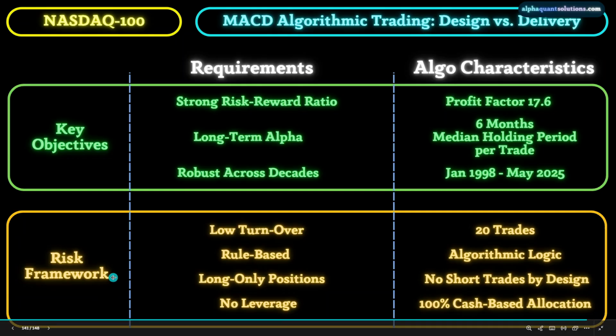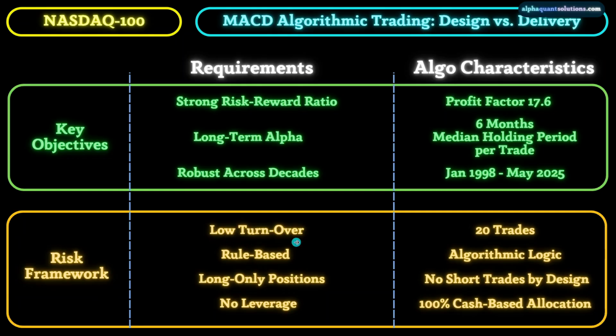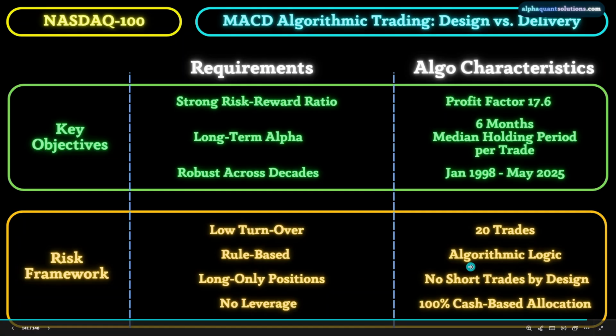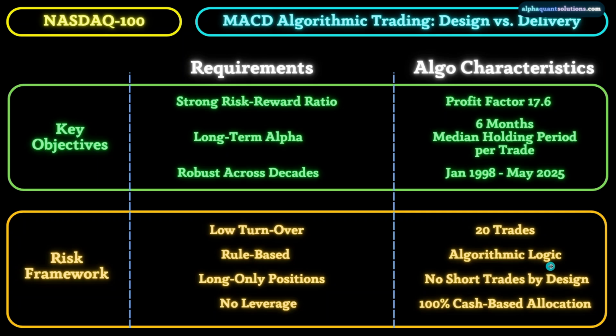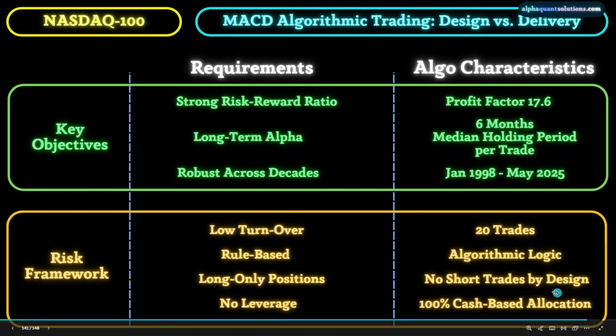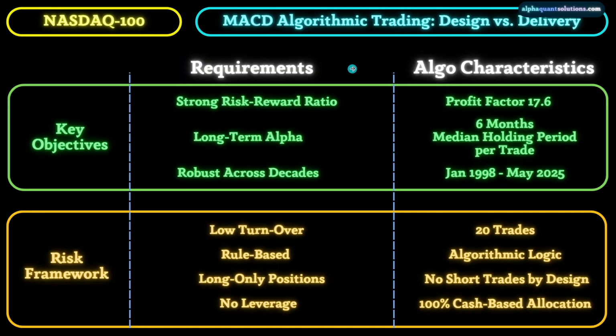The next one concerned the constraints and the risk framework. So we said we wanted low turnover. We only have 20 trades in 27 years. And we also wanted a rule-based system, a systematic system. We wanted to have only long positions with no leverage. And this has been embedded in the algorithmic logic, with both no short trades by design and also 100% cash-based allocation in the trades. So all in all, we can see that the requirements have been met. And also if we draw these same charts for NVIDIA, we'll see similar results.